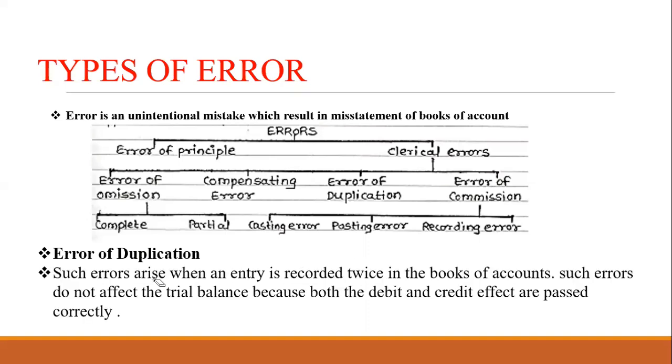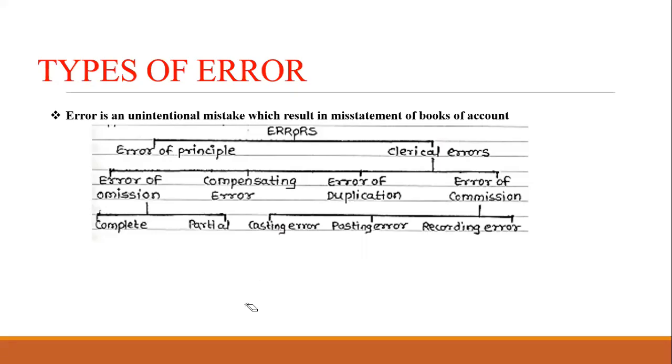Perfect. Such errors arise when an entry is recorded twice in the books of account. Such errors do not affect the trial balance because both the debit and credit effects are passed correctly, but the thing is you have just doubled the amount. So that was error of duplication. That was the third type of clerical error. The fourth one, the last type of error, we have error of commission.